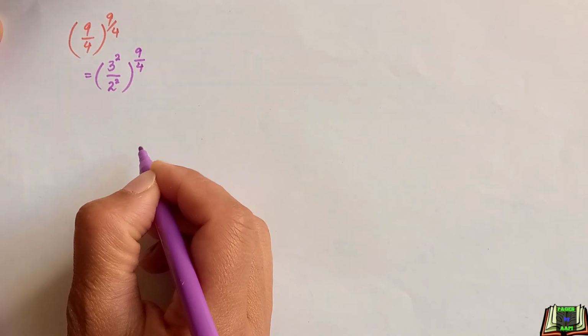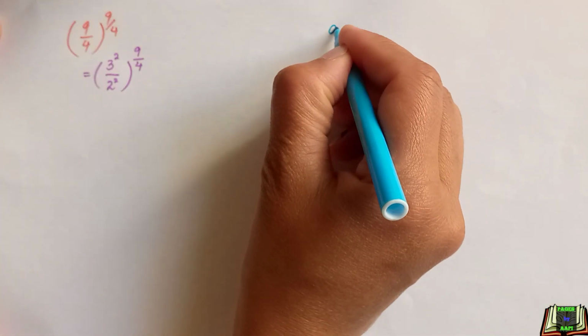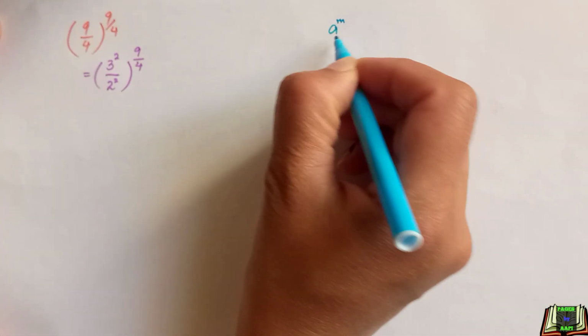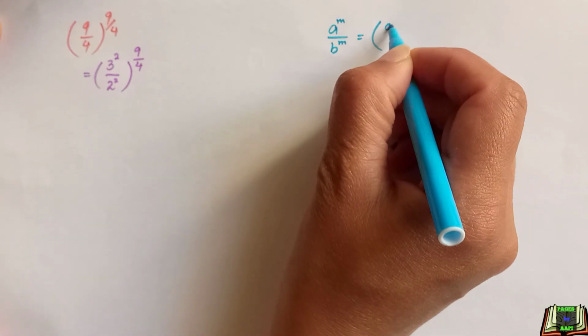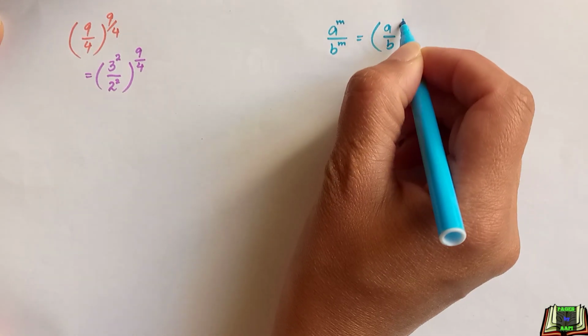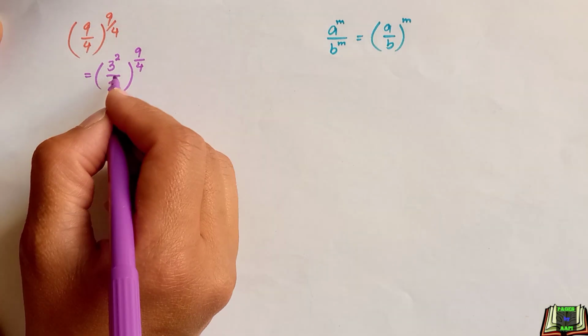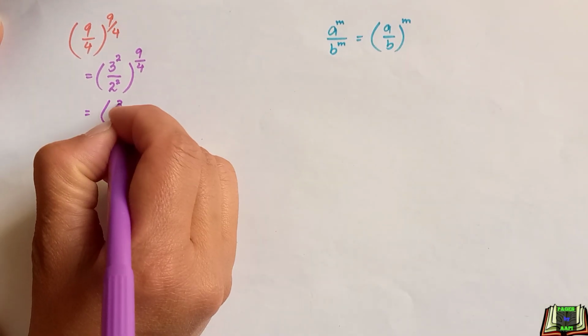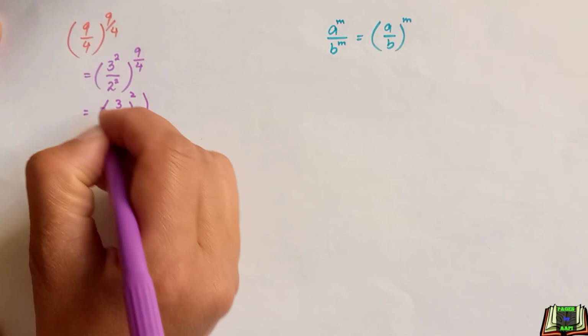If two numbers are divided with the same power, we use the power of a quotient rule. That rule says if a to the power m divided by b to the power m, then this is equal to a divided by b whole raised to the power m. We can write it as (3 divided by 2) to the power 2 and whole to the power 9 divided by 4.